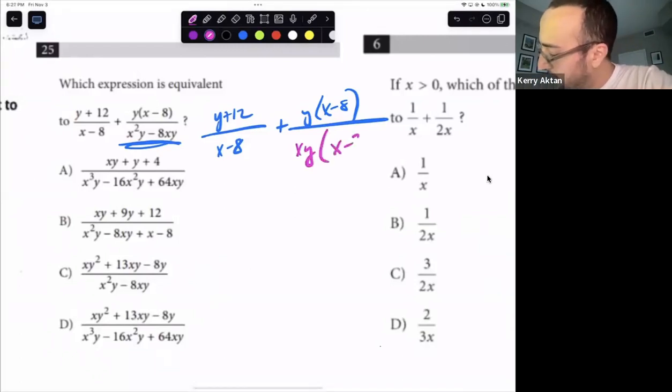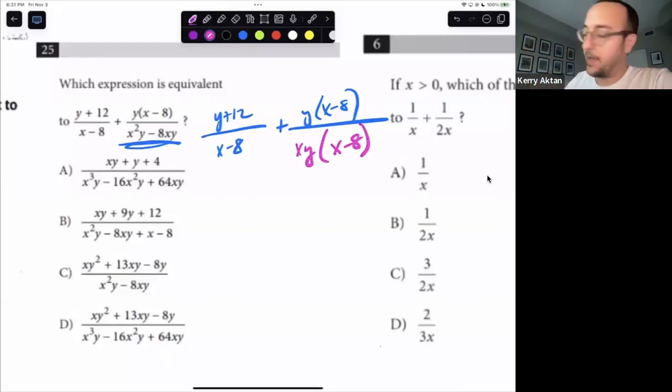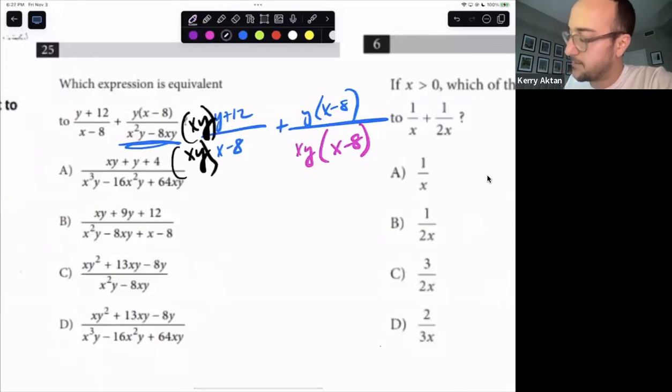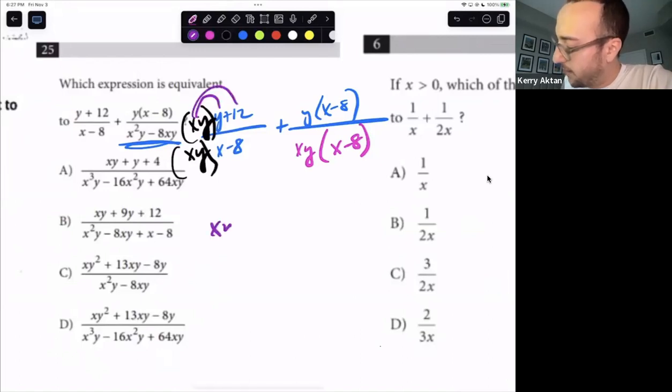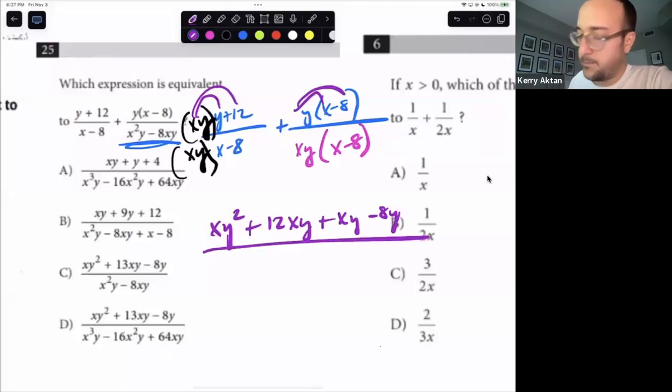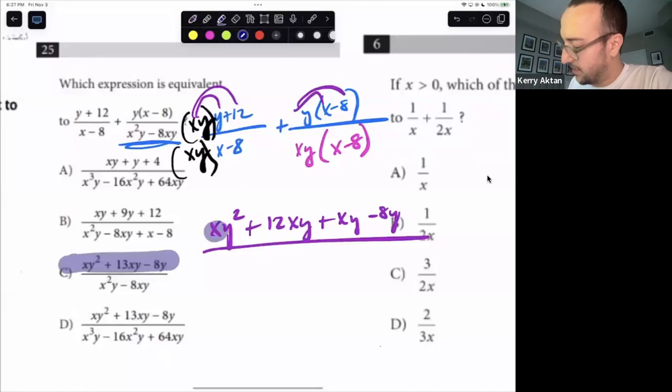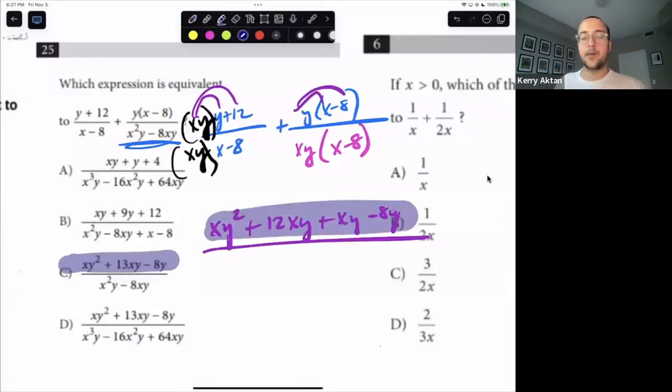xy, x minus 8. Again, I GCF'd out that xy. At which point, I'm going to tack on an xy here and an xy here to get common denominators. Maya, from there, understand that this will distribute. So I have xy squared plus 12xy plus xy minus 8y. Again, I distributed. And what does that simplify to? I think it simplifies to C. Maya, tell me if that makes any sense.